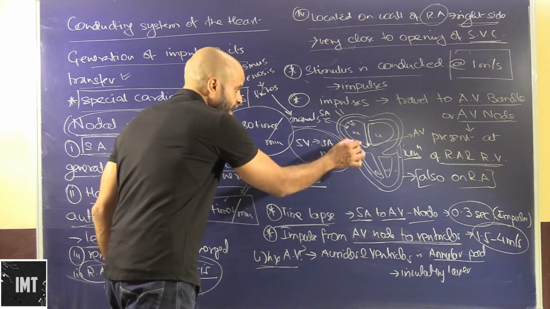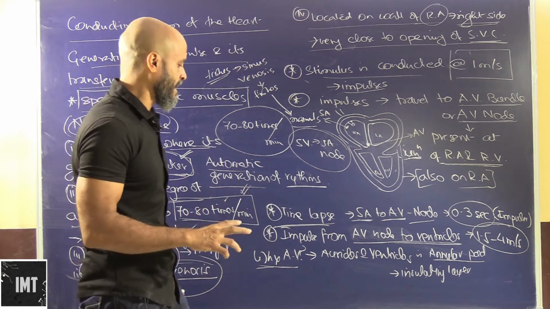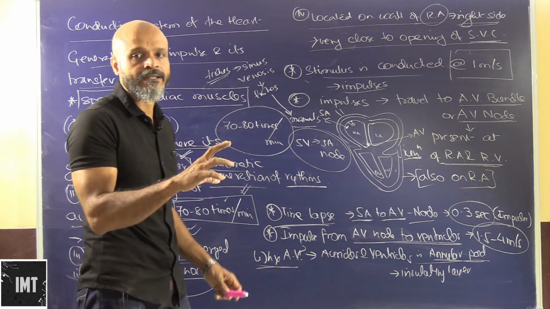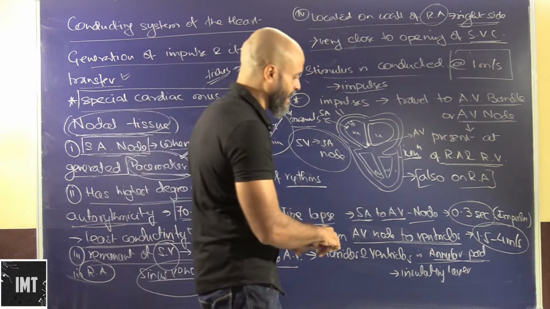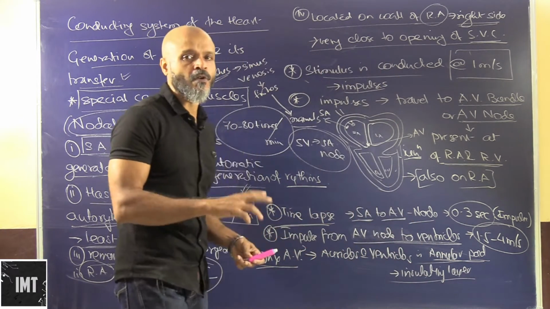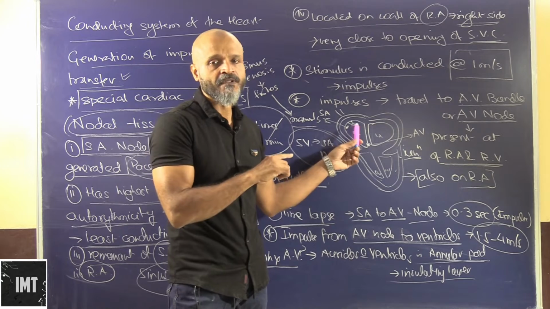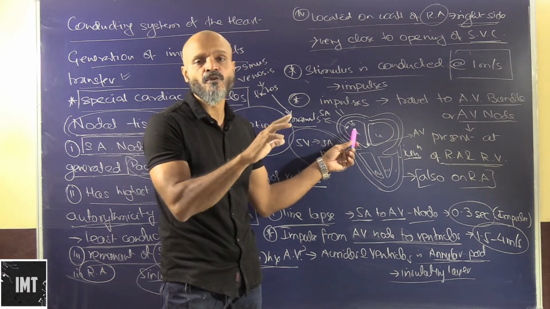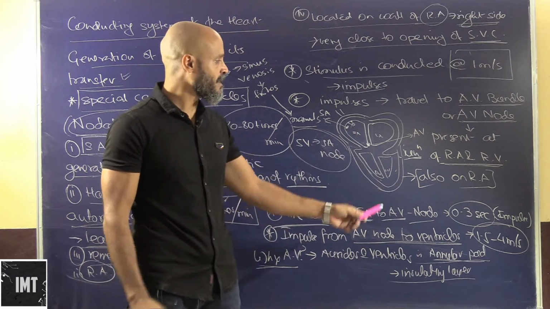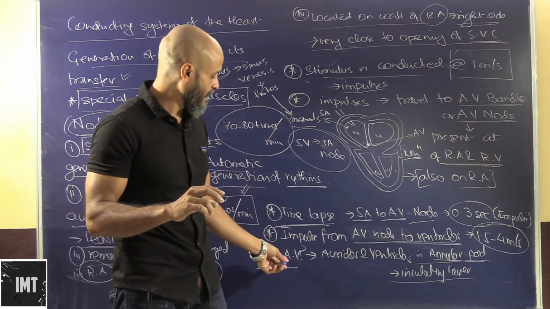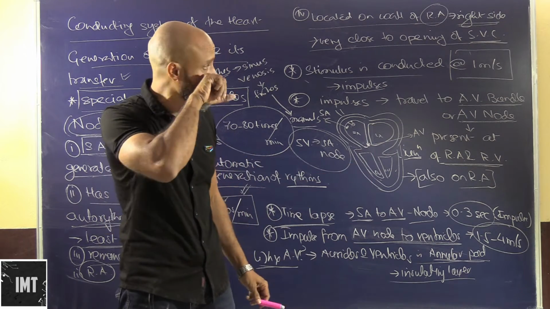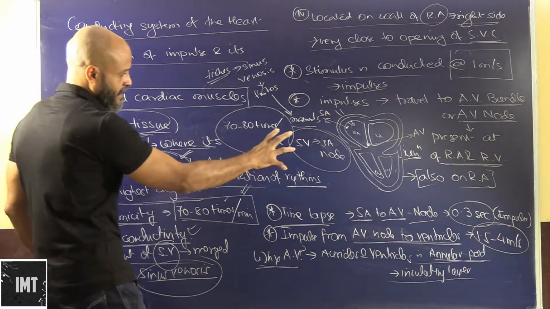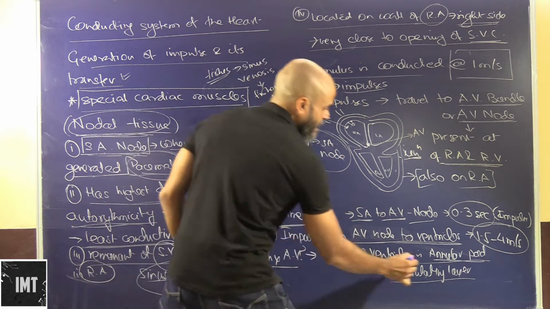Why do we basically need an AV node? Between the auricles and ventricles is an annular pad, and this pad is basically an insulating layer. So whatever rhythmicity the sinoatrial node is generating will die out if the AV node is not present, because it is covered by an insulating layer.